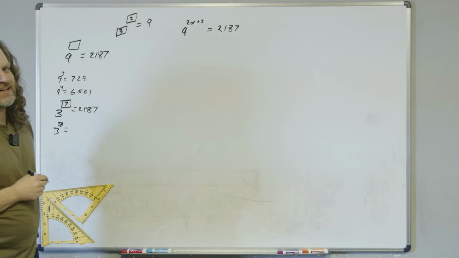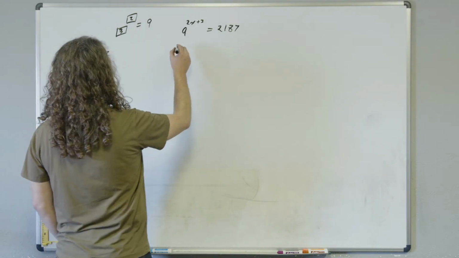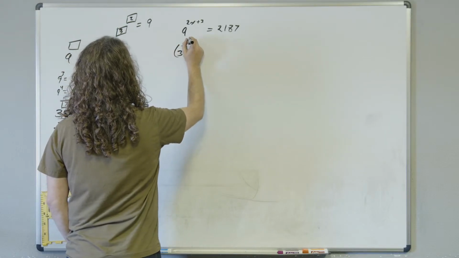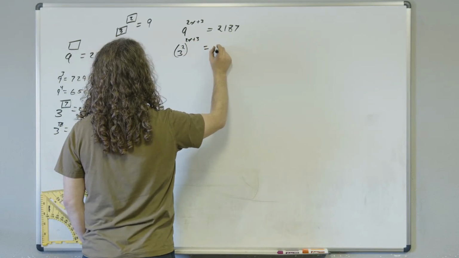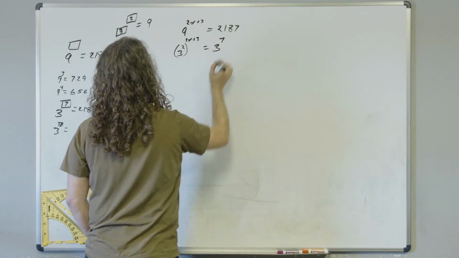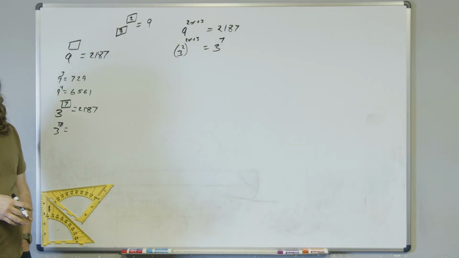W's in the chat. Except there's nobody to chat. So we can turn this into 3 squared to the 2x plus 3, and this into 3 to the 7. Now the bases match. What can we do with those?